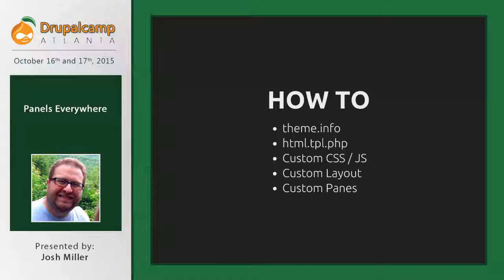So how to make a theme available to Panels Everywhere. There's really just a couple things you need to worry about. You need to change 1 or 2 lines in theme.info. I recommend you look at your HTML TPL and change a few things there. And then you just add some custom CSS and JavaScript, if you want. And you add some custom layouts, if you want. You can also use Radix. You could use any of the layouts that come with Panels, though Panels out of the box isn't responsive. Fair warning. You could even create custom panes.